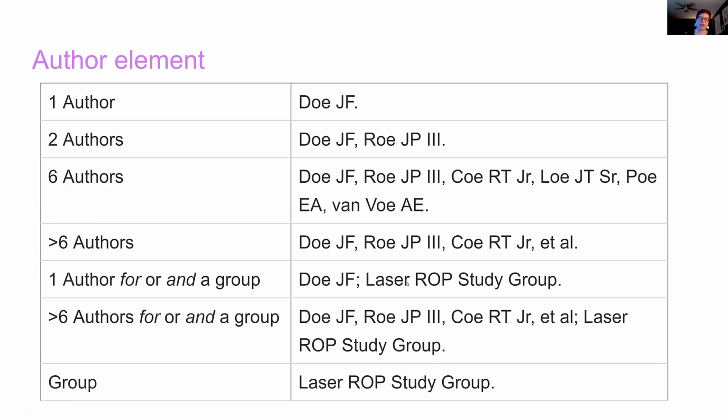And this is if you have a person in a group, or more than 6 people in a group, you would separate the person from the group with a semicolon. And then at the very end, here's how you would list out a group author name. Again, you can find this in chapter 3's chart with this information.